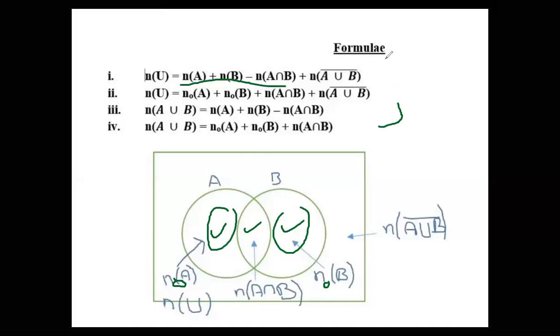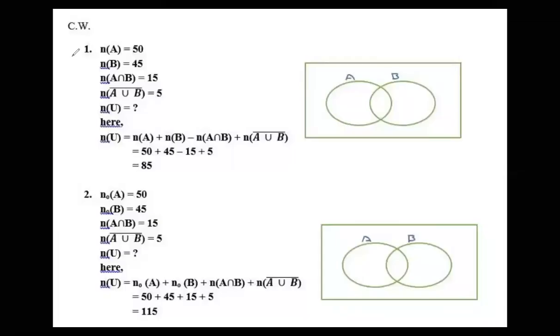So question, same problem. Look at the next problem over here, the first question of this set chapter. Suppose NA is given 50, NB is given 45, intersection is given 15, and the complement is given 5. So find the value of NU.